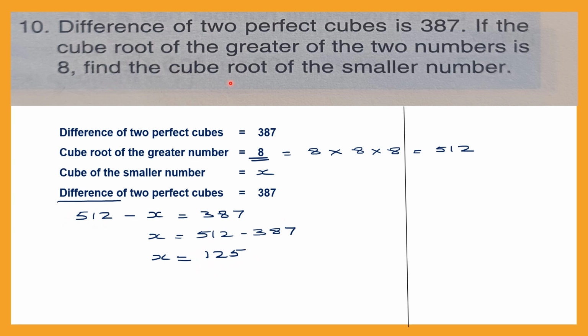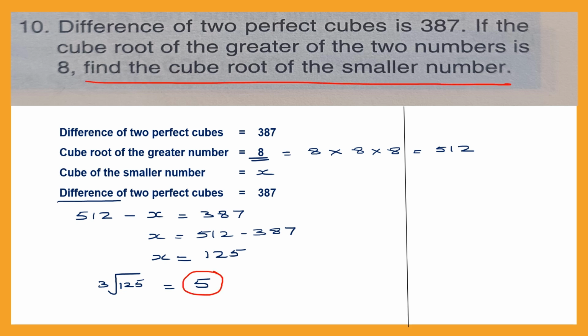We are asked to find the cube root of the smaller number. So the smaller number is 125. The cube root of 125, as we know, is 5. Because if you multiply 5 3 times, 5 into 5 into 5, you will get 125. So we have found the cube root of the smaller number, and that is 5. So with this, children, we come to the end of this exercise.